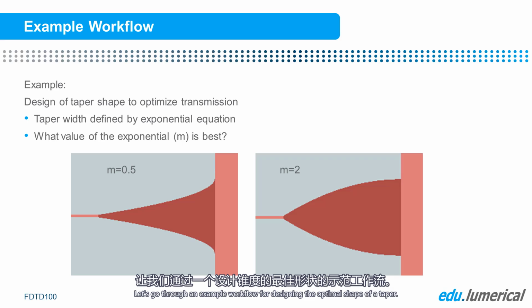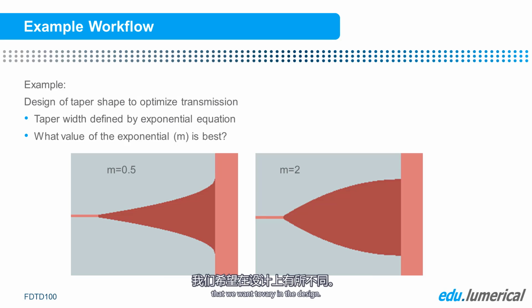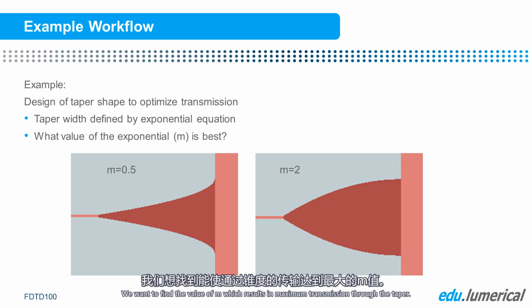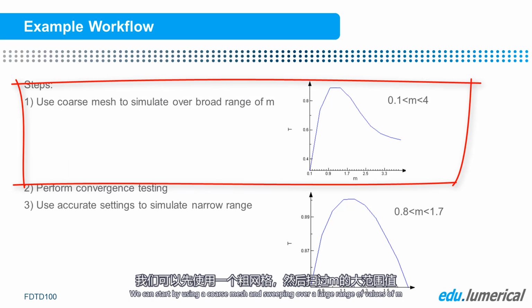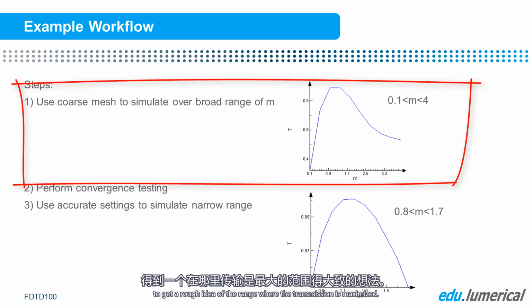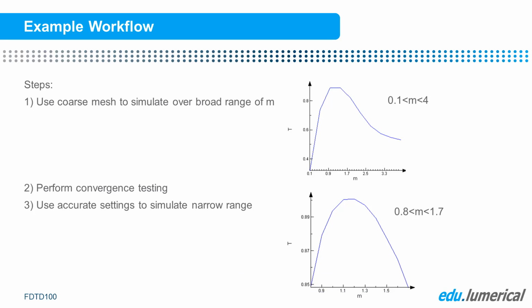Let's go through an example workflow for designing the optimal shape of a taper. Here, the taper width is described by an equation which includes a variable m that we want to vary in the design. We want to find the value of m, which results in the maximum transmission through the taper. We can start by using a coarse mesh and sweeping over a large range of values of m to get a rough idea of the range where the transmission is maximized. This allows us to narrow down the range of m to sweep to get the final results.